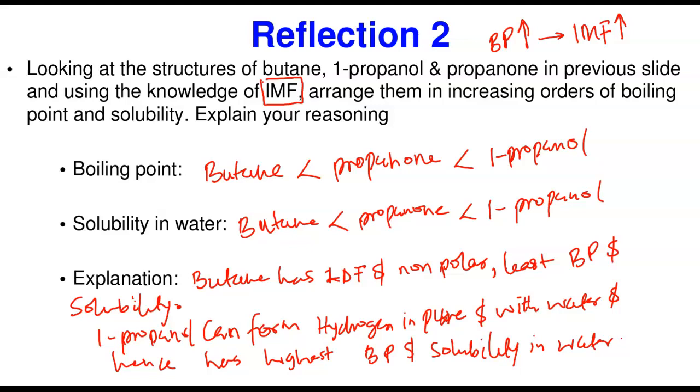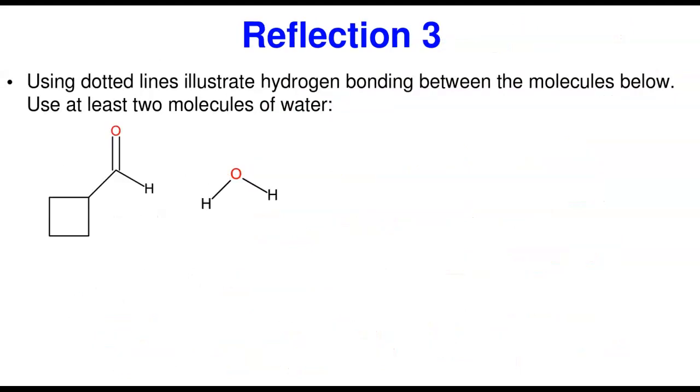Let's go to the next thing. Now let's go to the next reflection question. It says, using dotted lines, we should illustrate hydrogen bonding with the molecules below. It says use at least 2 molecules. You always see me say this, 2 molecules of water. And remember, hydrogen bond is illustrated by dotted lines. So I want you to form that hydrogen bond between water and this.